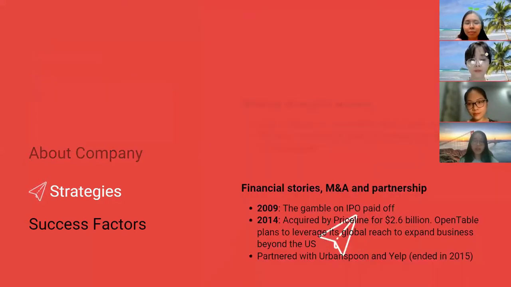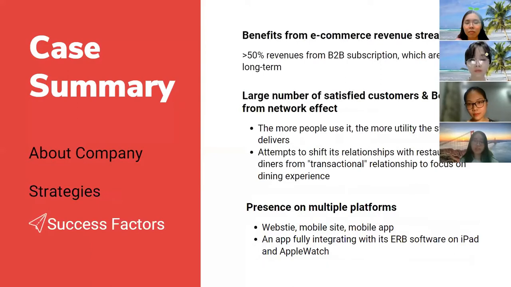So what makes OpenTable a successful company? First, the benefits of the company come from the e-commerce revenue stream. More than half of the revenue is from the B2B subscription, which is normally long-term because the restaurants are afraid of the switching cost. Next, they have a large number of satisfied customers, and they benefit from the network effect. The more people use it, the more utility it delivers.